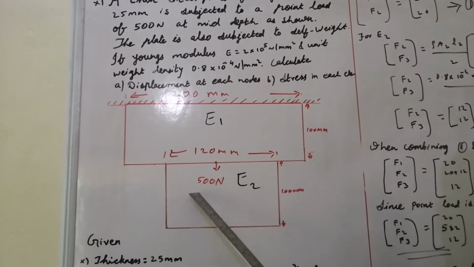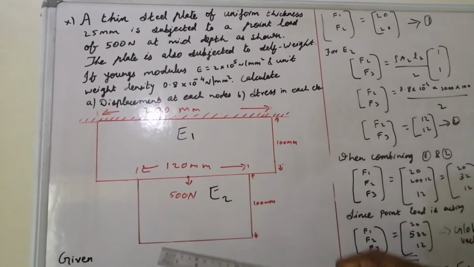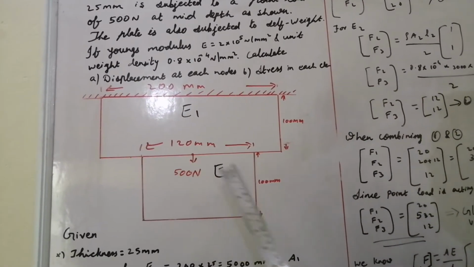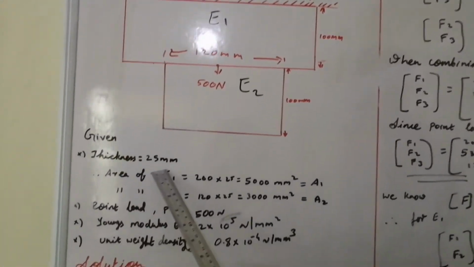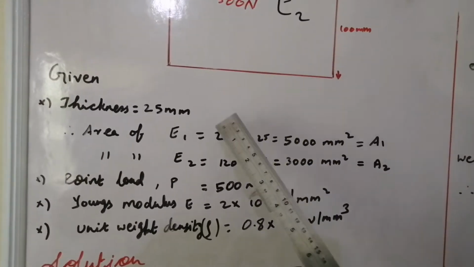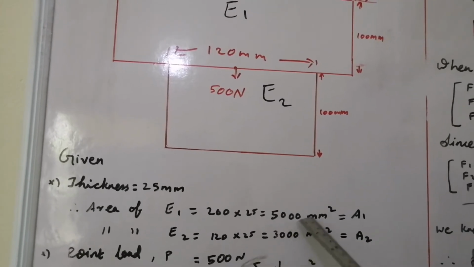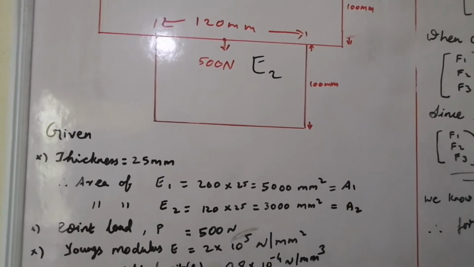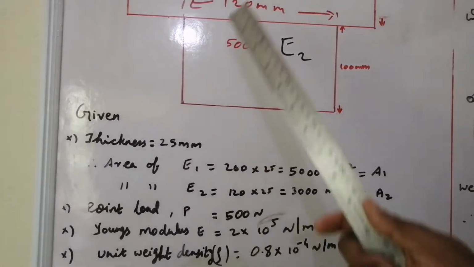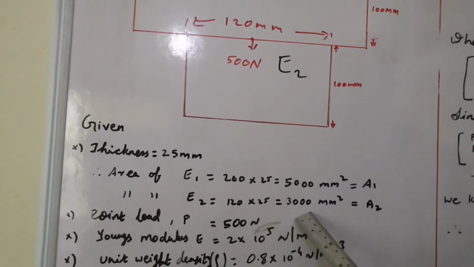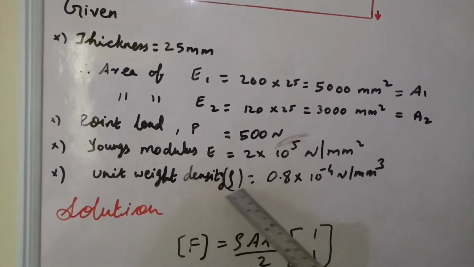The point load is 500 Newton, the length of the first element is 200 mm and the second element is 120 mm, and the breadth is the same. Here we are given a thickness of 25 millimeter. So the area of element 1 will be 200 into 25, which is equal to 5000 millimeter square. We can consider this as A1. Similarly, the area of element 2 is 120 into 25, which is equal to 3000 millimeter square. This is A2. And we have the point load P, Young's modulus E, and unit weight density.